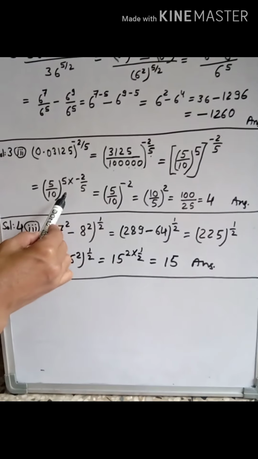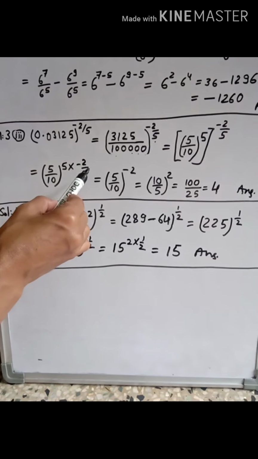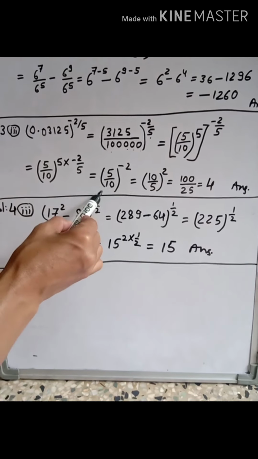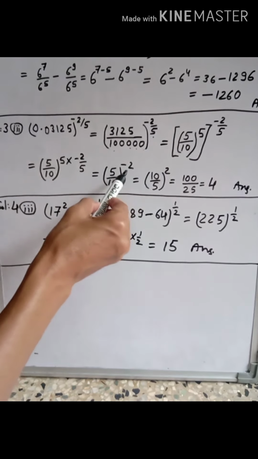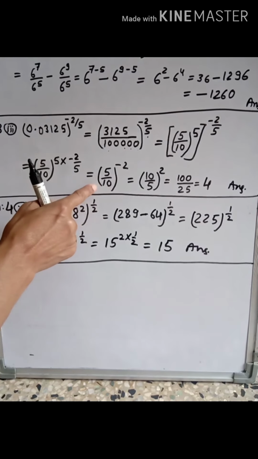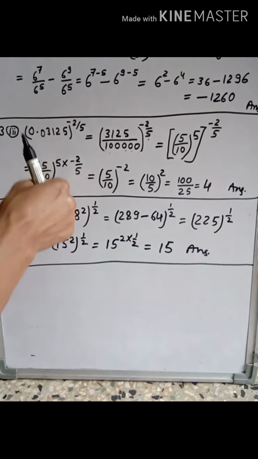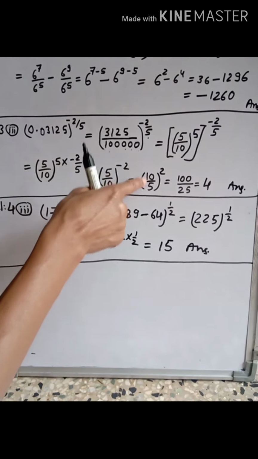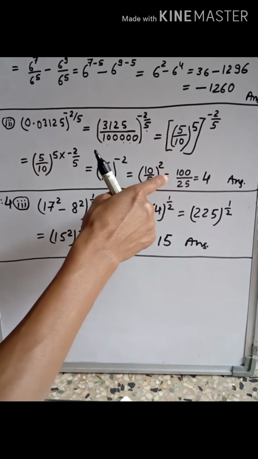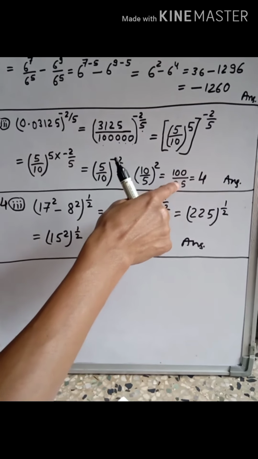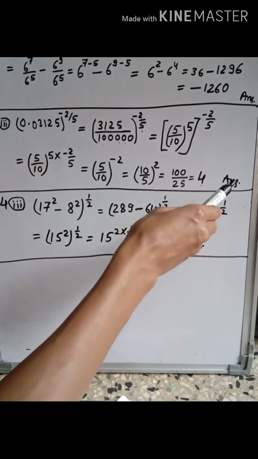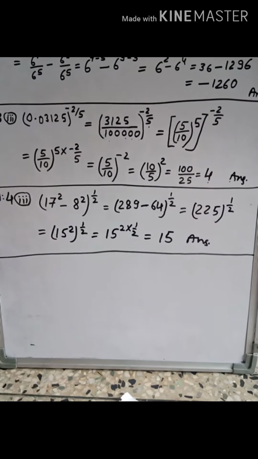And power to the power means the powers are multiplied. So after cutting both, 5 upon 10 to the power minus 2 is left. And you know by the law, if we want to make it positive, we write its reciprocal. So this will become 10 upon 5 to the power 2. So 10 upon 5 multiplied 2 times becomes 100 upon 25, and after cutting it becomes 4. So this is the answer.